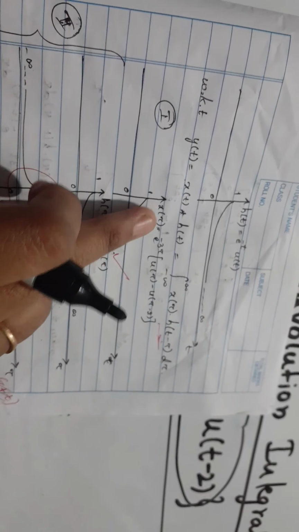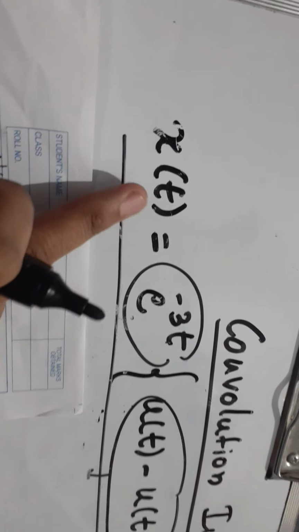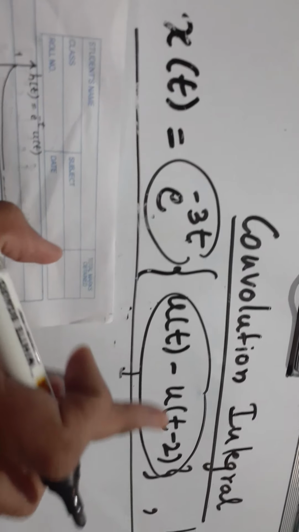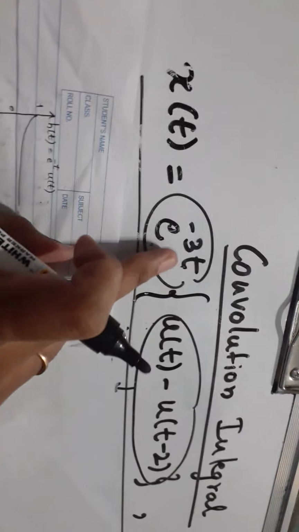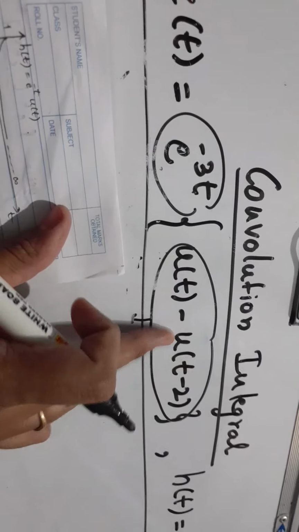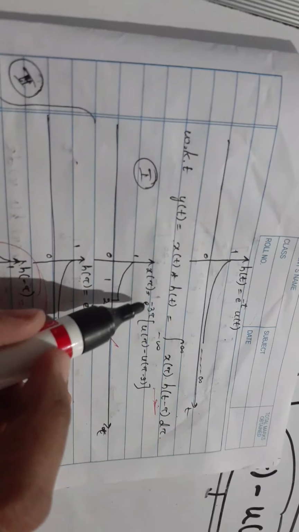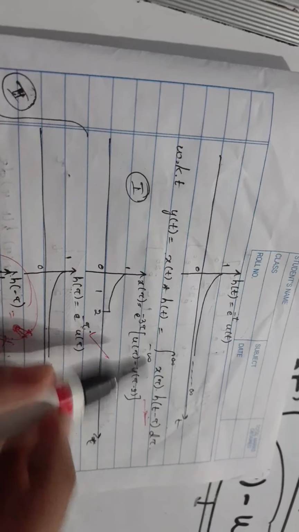Next, second step is h of t. And one more thing here, whenever you are replacing t by tau, even your RHS will have the t value, so even that gets replaced by tau: e to the power of minus 3 tau, u of tau minus u of tau minus 2. So when you are finding x of tau, t is replaced with tau everywhere at the RHS.